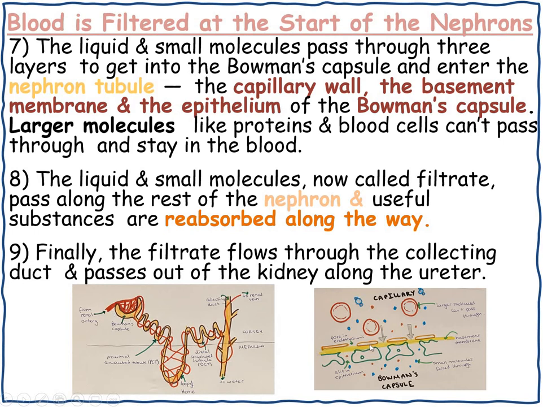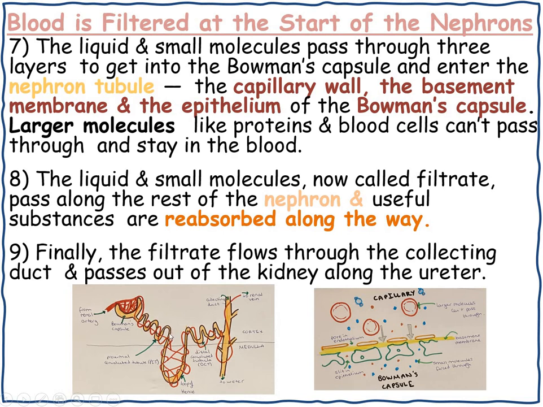They pass through the capillary wall, which is the endothelial layer. Then they go through the basement membrane, and then through the gaps between the epithelial cells of the Bowman's capsule. Larger molecules like proteins and blood cells can't pass through and they stay in the blood. But the liquid and the small molecules, which are now called the filtrate, pass along the rest of the nephron, and useful substances are reabsorbed along the way.